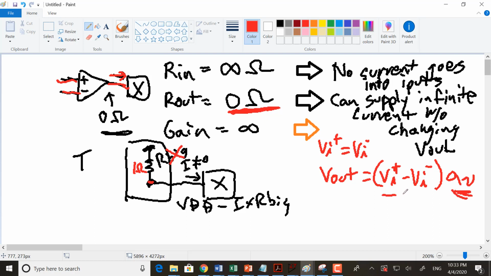So you have to pretty much assume that these are equal if you have a big gain when you're doing the math for these things. Saying the gain is infinite, you're telling whoever's using that amplifier that your Vi+ and your Vi- are going to be pretty close if you use feedback.